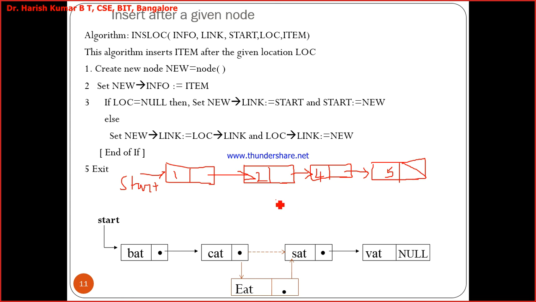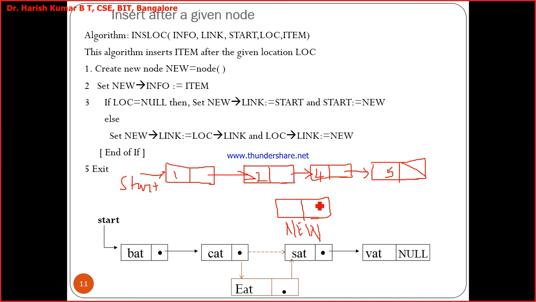So I want to create a new node now. To insert the item 3 between 2 and 4, I have to create a new node. Let me create a new node here. I make a call to the function node. It allocates memory for the new node, and the address of this memory is returned to new. Now new is pointing to this.